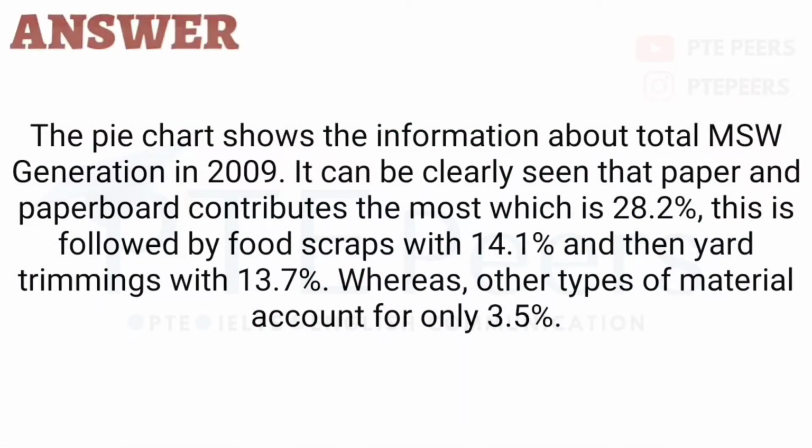The pie chart shows the information about total MSW generation in 2009. It can be clearly seen that paper and paperboard contributes the most, which is 28.2%. This is followed by food scraps with 14.1% and then yard trimmings with 13.7%. Whereas, other types of material account for only 3.5%.